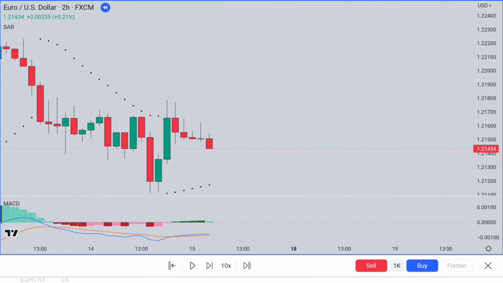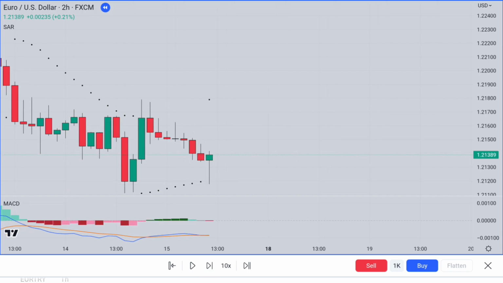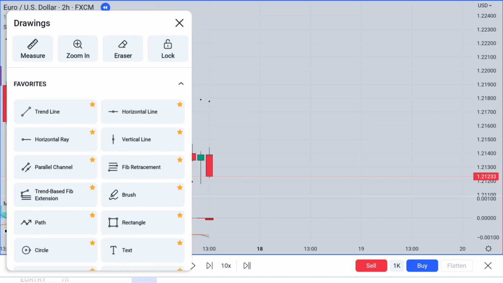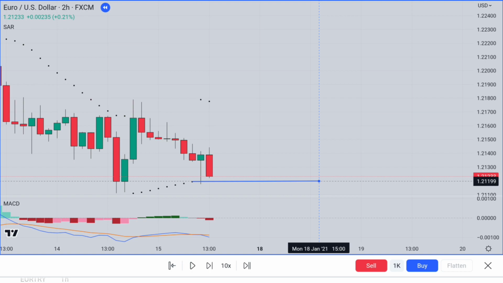Let's quickly take a look at another short position example. I don't need to repeat the rules because they are very easy. If you have any questions, please write them in the comments section, and I will be happy to help you.